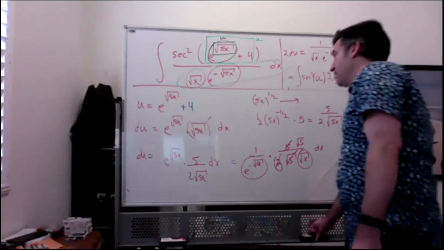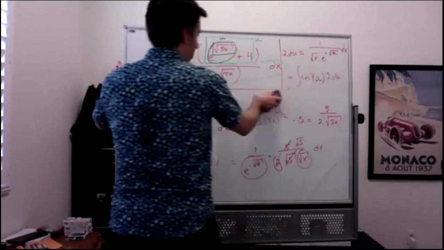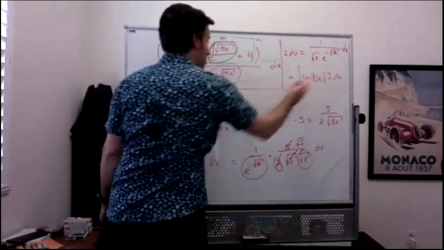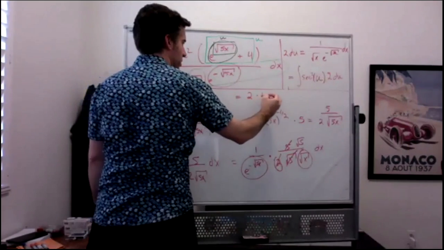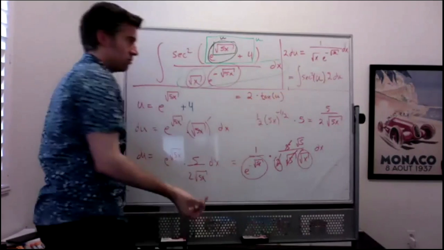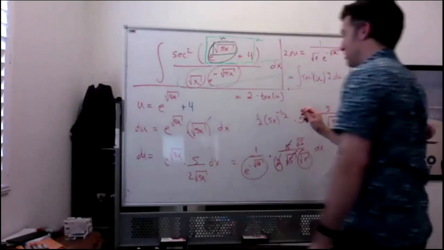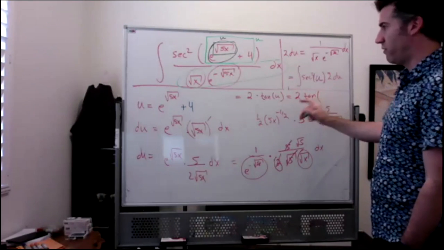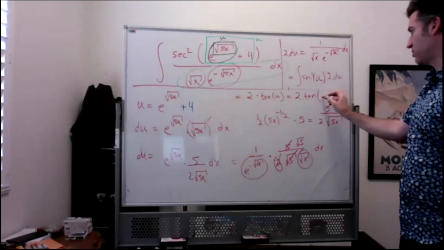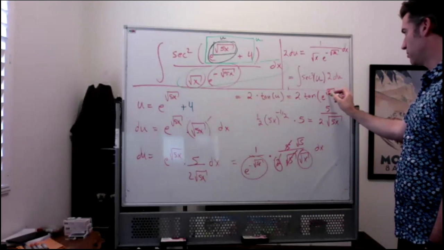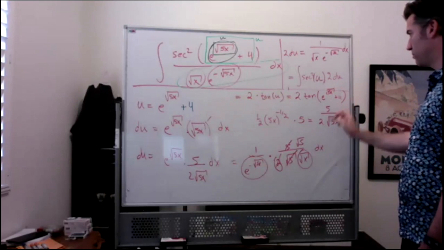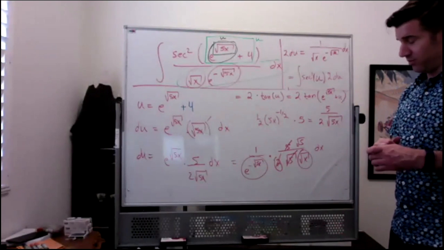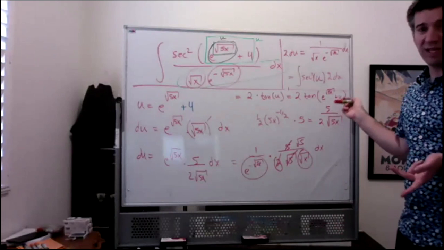So here's what we get. After all this work, we end up with 2 times tangent of u, which is 2 times tangent of e to the square root of 5x plus 4. That's terrible. Oh, don't forget the plus c.